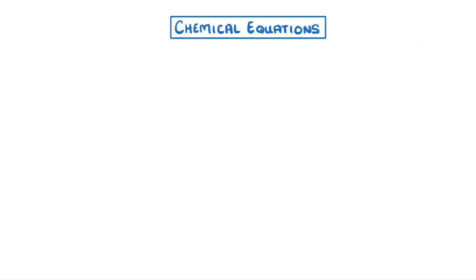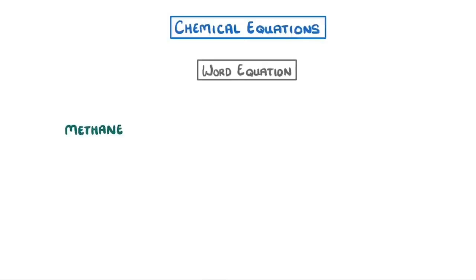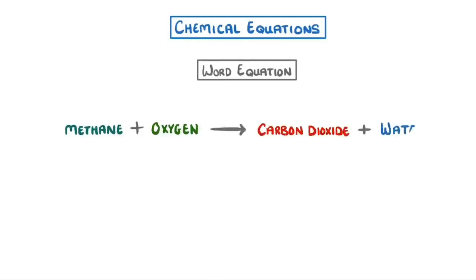To understand what's happening in a chemical reaction, you need to understand chemical equations. One way to show a reaction is with a word equation. Imagine we're told that methane burns in oxygen, turning into carbon dioxide and water.